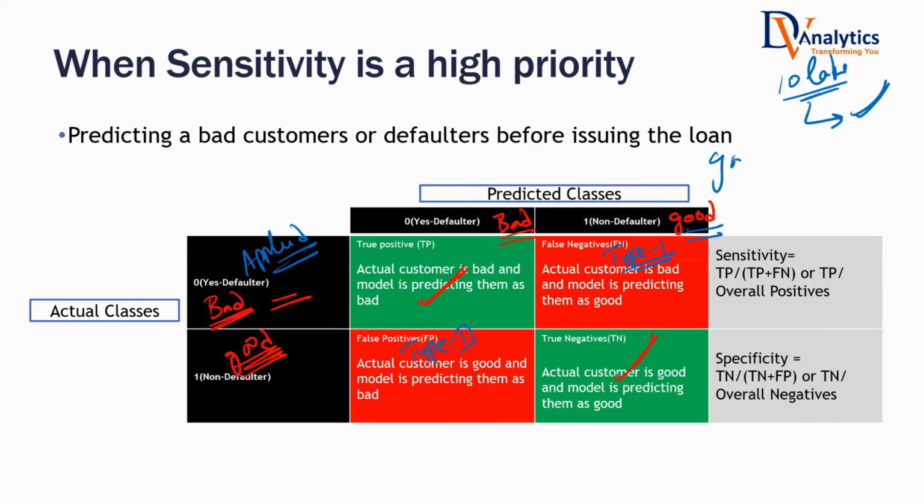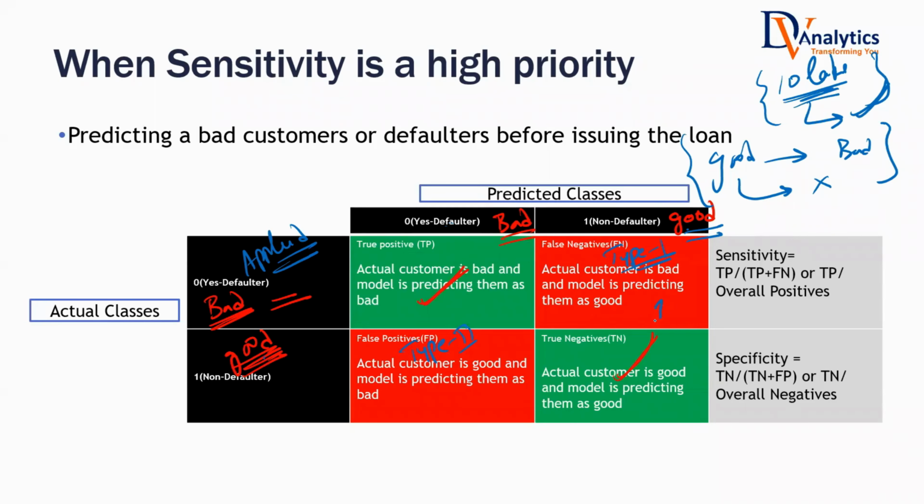But the good innocent customer came to you and the model predicted him as bad. What are you going to do? Decline. When you decline an application, are you going to make any loss? Is there any risk of money? No. Only the profit you will lose. But what is the risk here? The entire 10 lakhs. A bad person is approved, you will lose 10 lakhs.